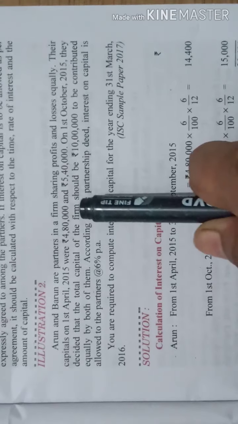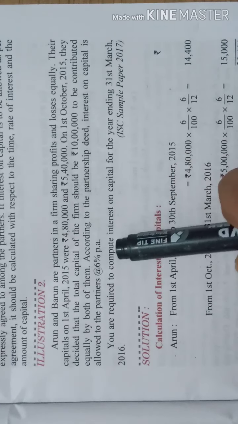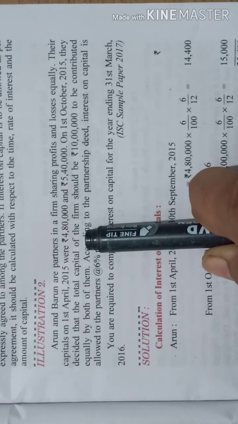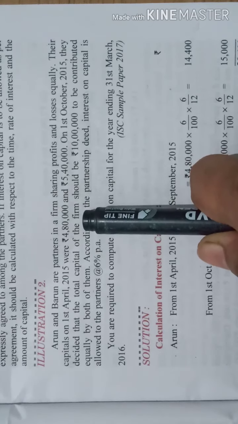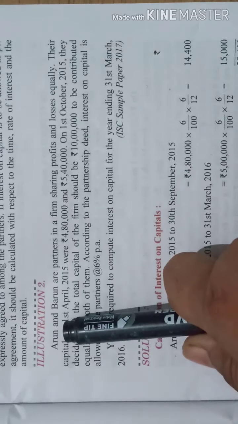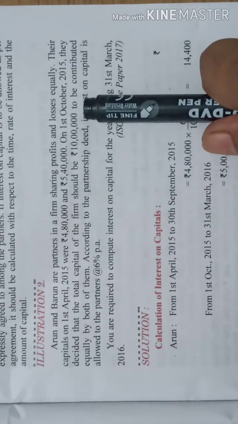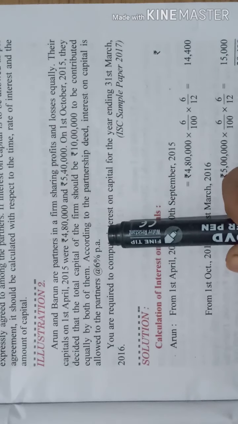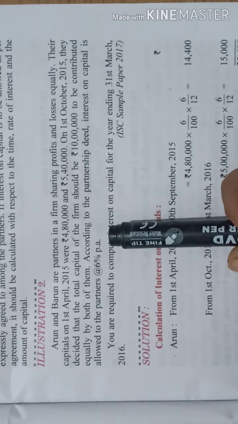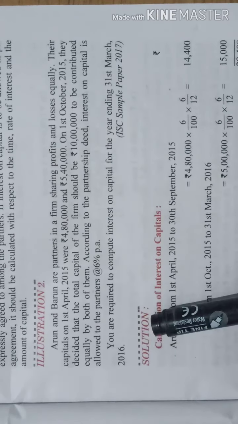Now what was the first capital of Arun? 4,80,000. Later on he decided that it should be 5 lakh. The difference between 4,80,000 and 5 lakh is 20,000. That means the additional capital of Arun is 20,000. According to the partnership deed, interest on capital is allowed to the partner at the rate of 6% per annum. Now you have to calculate the interest as on 31st March 2016.